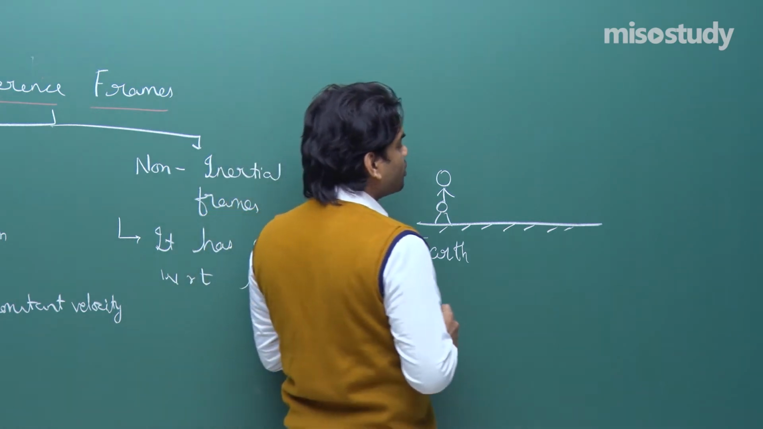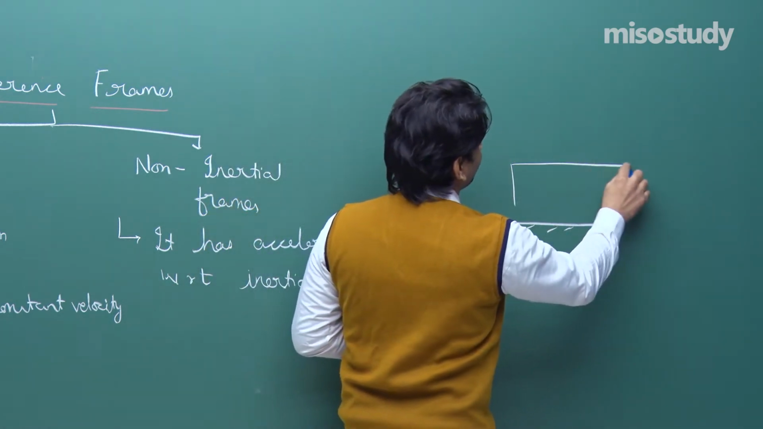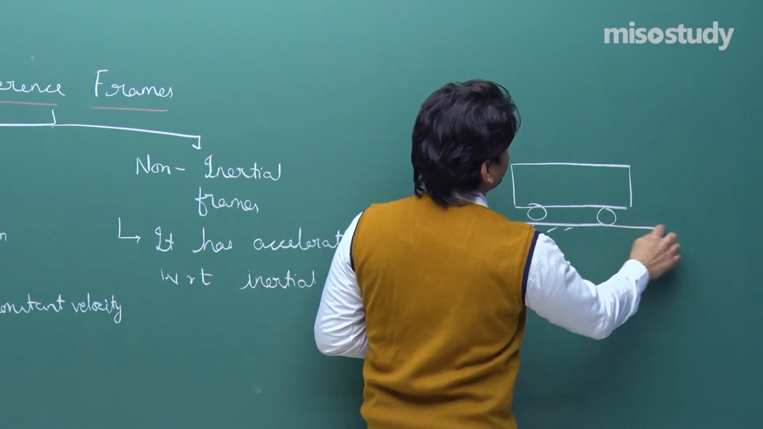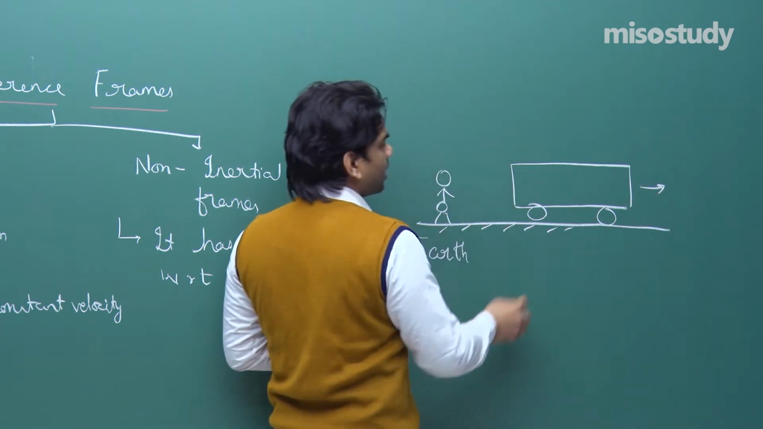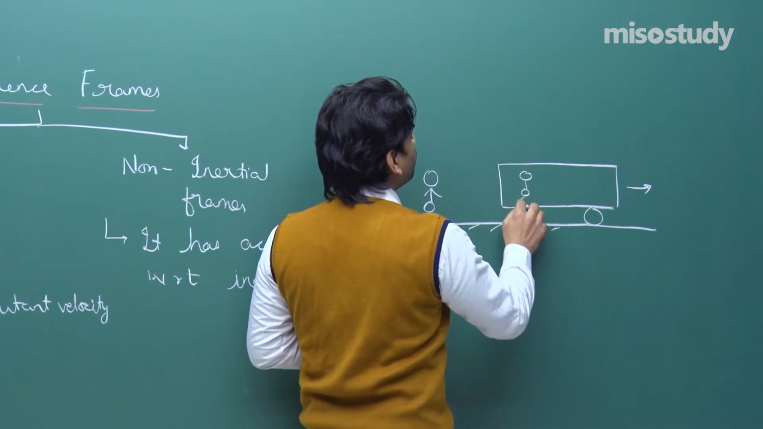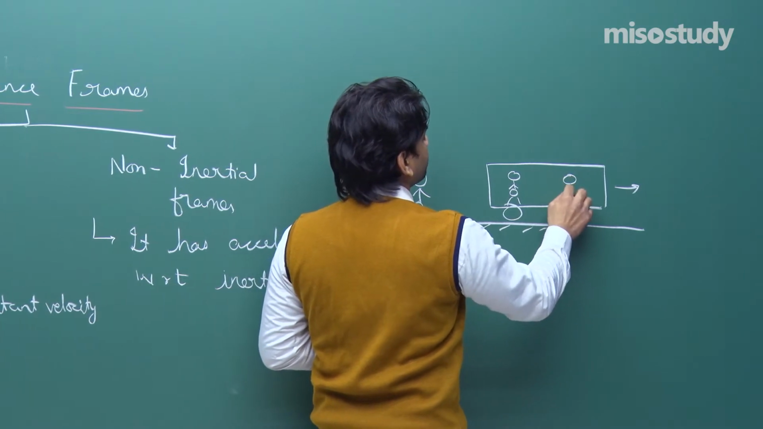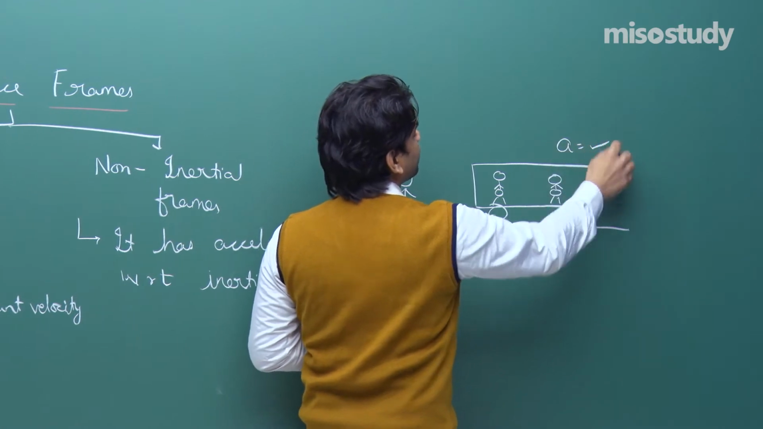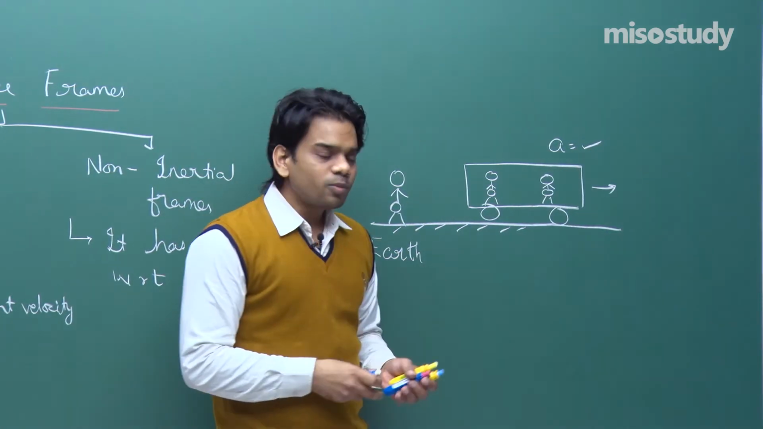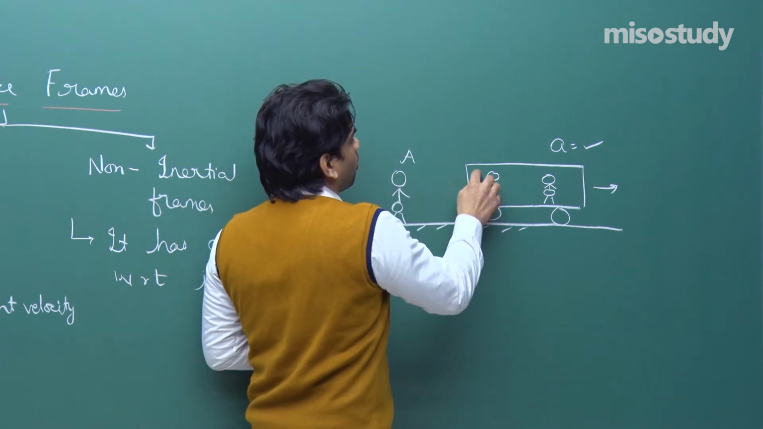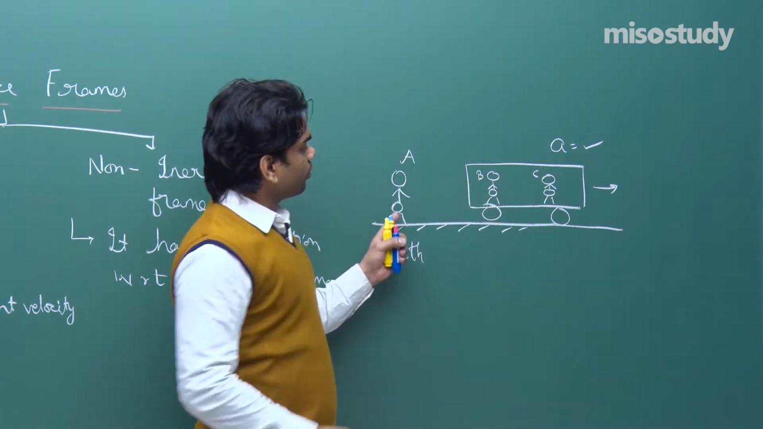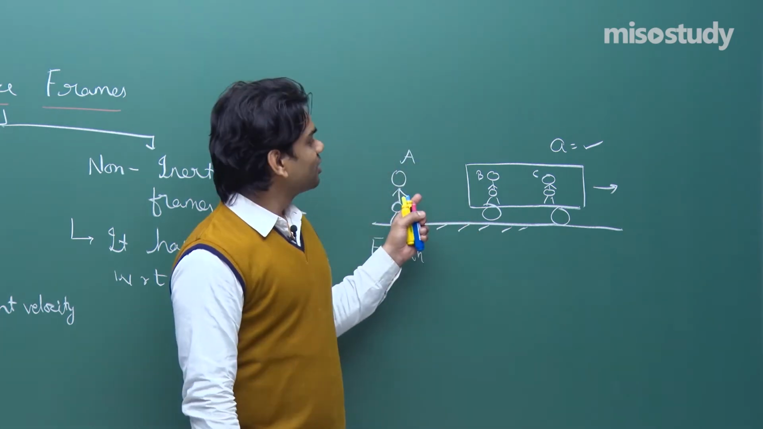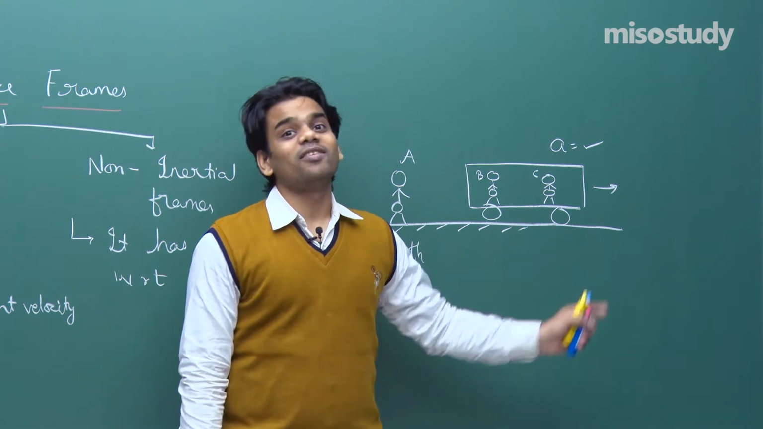Now suppose I observe a truck or any van or bus moving. Let's say I'm observing two boys in it, and let's say this bus is accelerating with some acceleration. So this is observer A, and B and C. If I observe from here, I'll say that since this bus has an acceleration, that means these two boys B and C are also having some acceleration.